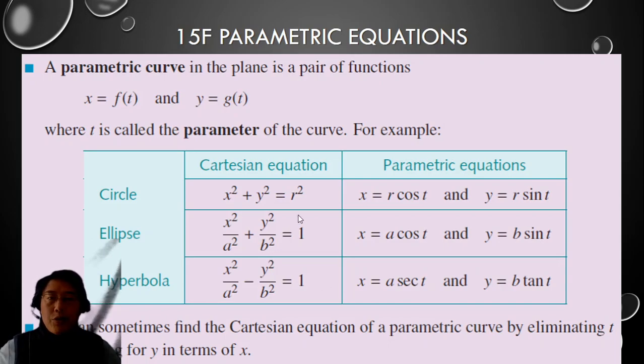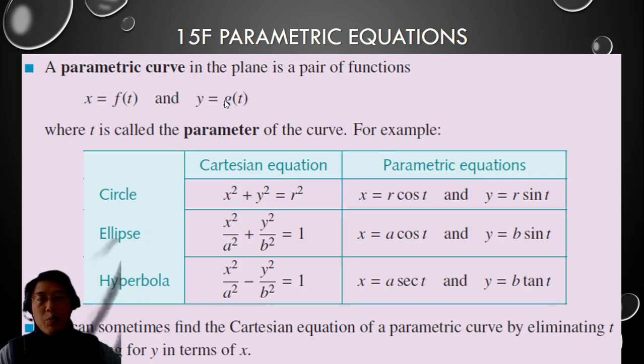Hi everyone, today we're looking at parametric equations, which is 15F. When you have a curve on a plane, you should know how to describe its curve using its Cartesian equation. So we looked at straight line polynomials and recently circles, ellipses, and hyperbolas. Another technique to express those coordinates instead of using Cartesian ones is what we call a parametric curve.